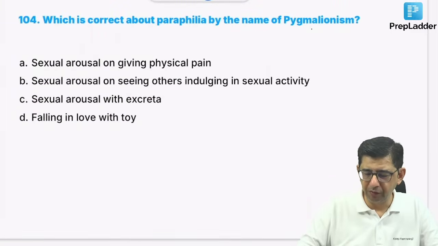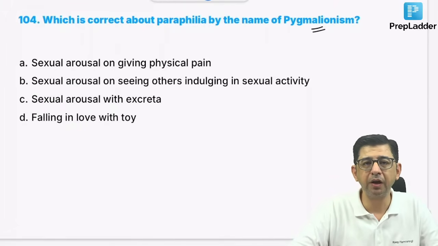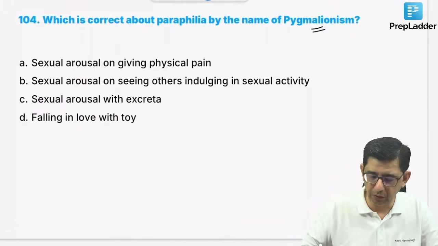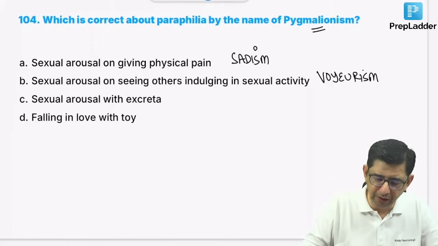Paraphilia by the name of Pygmalionism. This can be ruled out by exclusion only. Sexual arousal and giving pain, that would be like sadism. Then is going to be voyeurism, others indulging in sexual activity. So if you just go into the exclusion part, this would be pretty easy to rule out. And then is scatophilia, that is excreta.